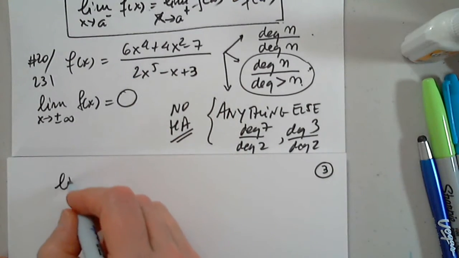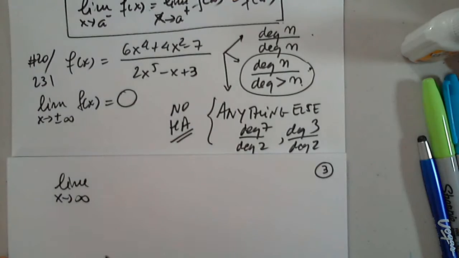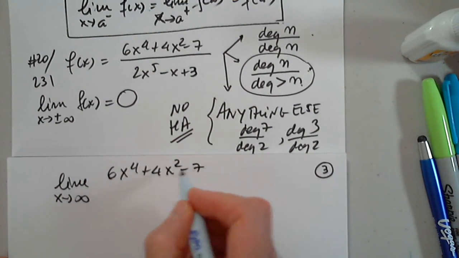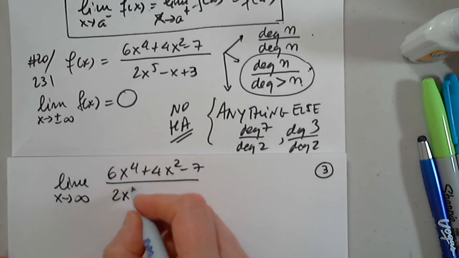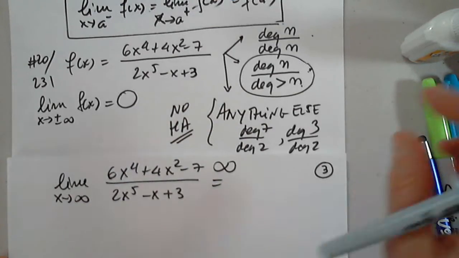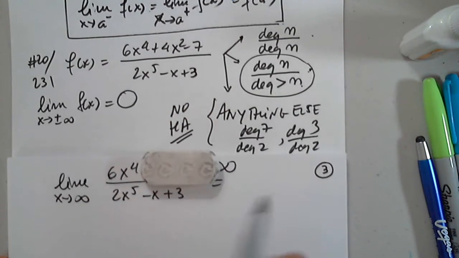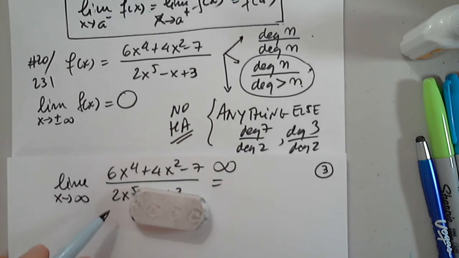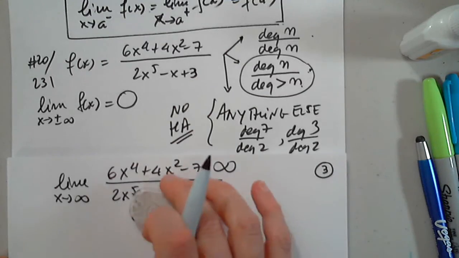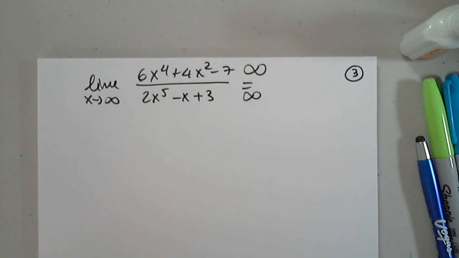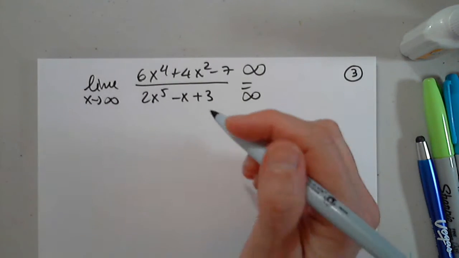So I'm trying to find the limit as x approaches infinity of 6x to the 4th plus 4x squared minus 7 divided by 2x to the 5th minus x plus 3. I know the numerator goes to infinity because the most powerful one dictates when x approaches infinity, the top goes to infinity. The most powerful in the denominator, when x approaches infinity, it's infinity. So this we really, really like because we have a method called L'Hopital's rule.